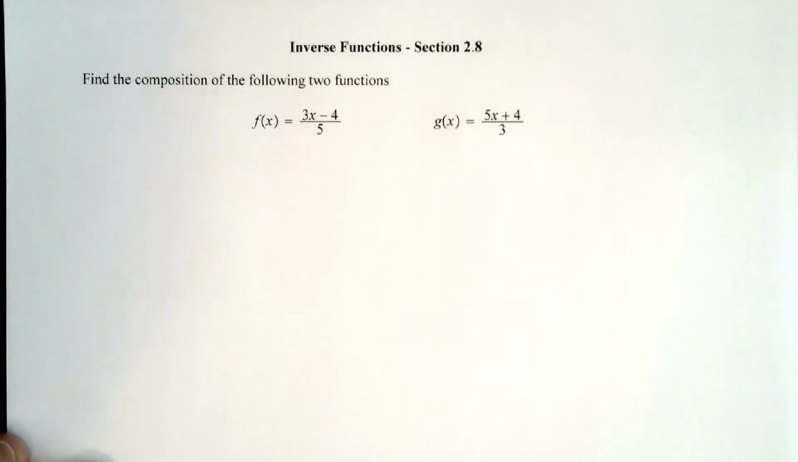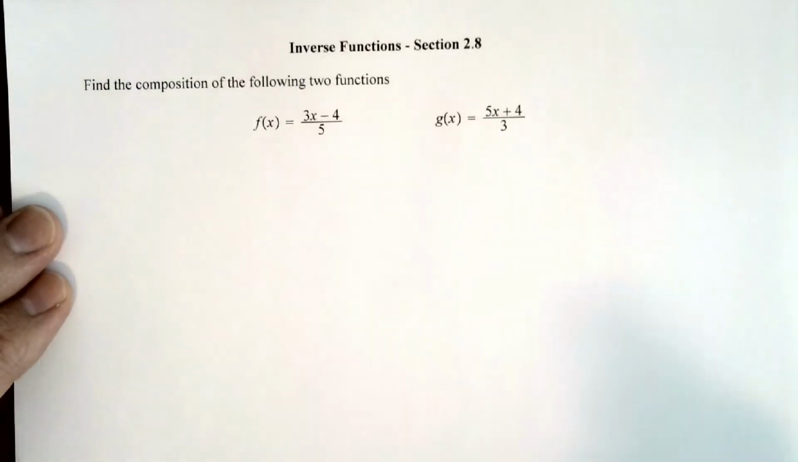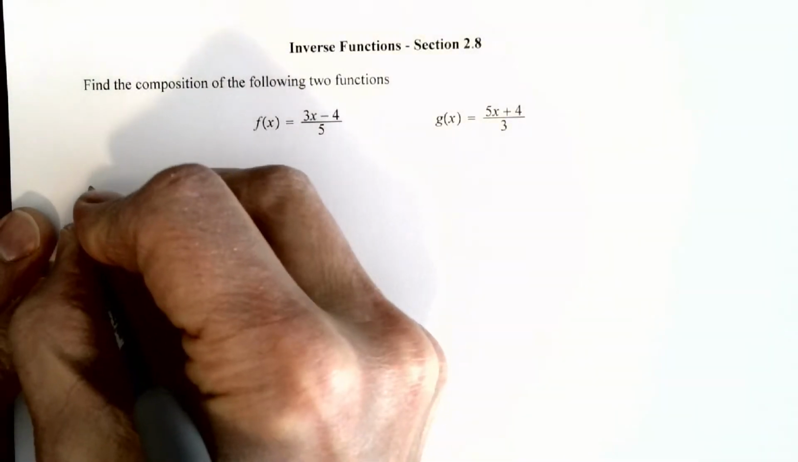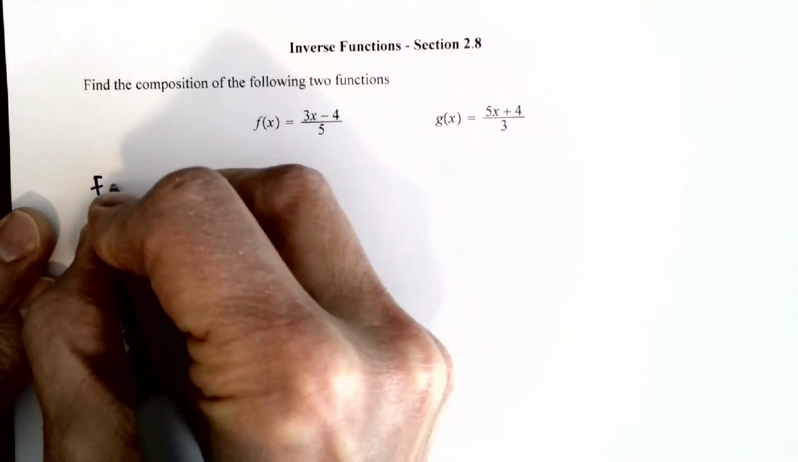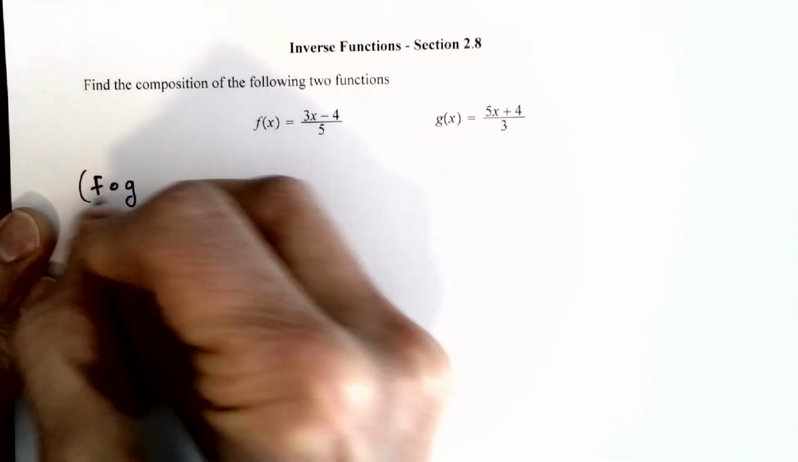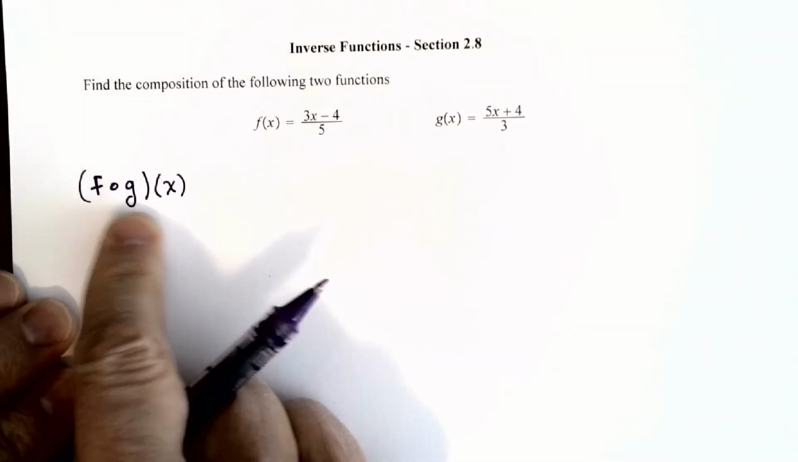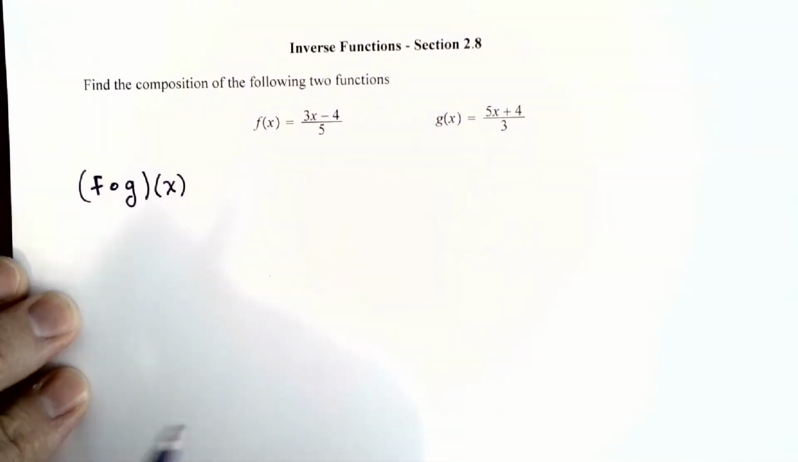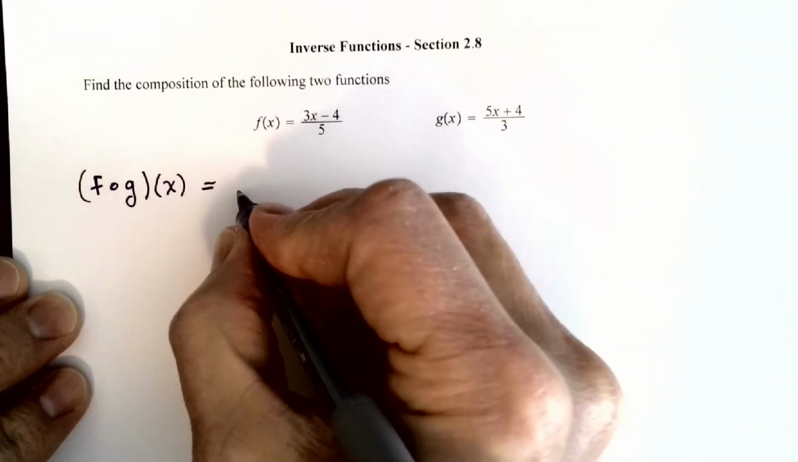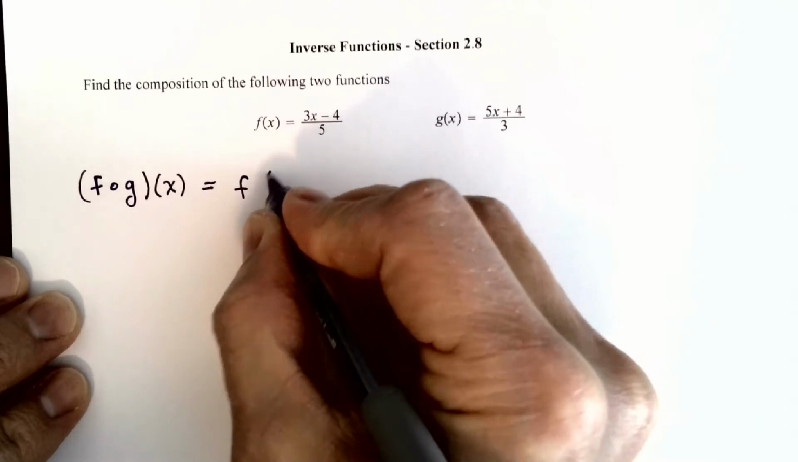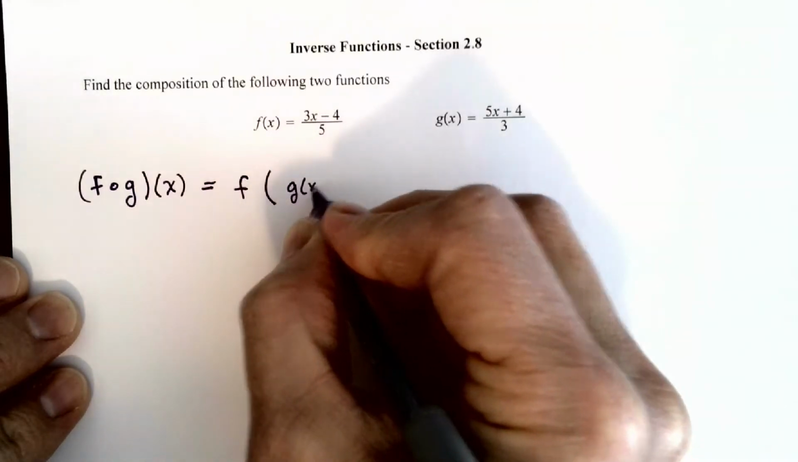In the last lesson we were talking about combinations and compositions of functions, and I'd like to find the composition of f with g in this case. So this will be a good review from what we did in the last lecture. If you remember, f circle g, f composed with g, this is a new function, and it is defined as f of g of x.